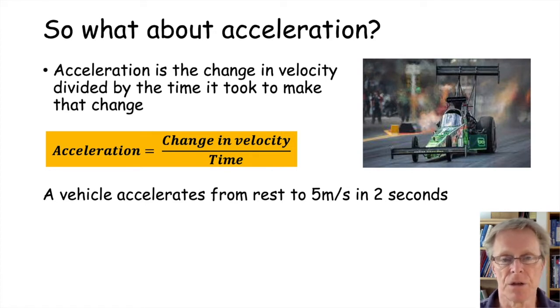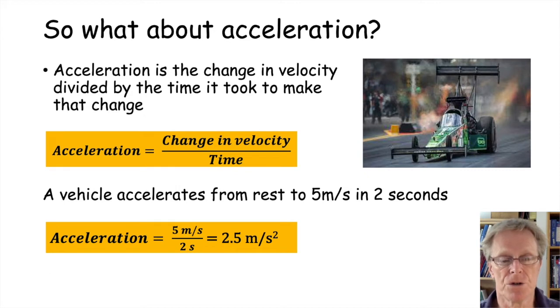Now in this particular example, from rest means 0, so the change in velocity is simply 5 divided by 2 because it starts from rest, and that gives you an acceleration of 2.5 metres per second squared. That means every second you're going 2.5 metres per second faster than you were the previous second. So that's acceleration.